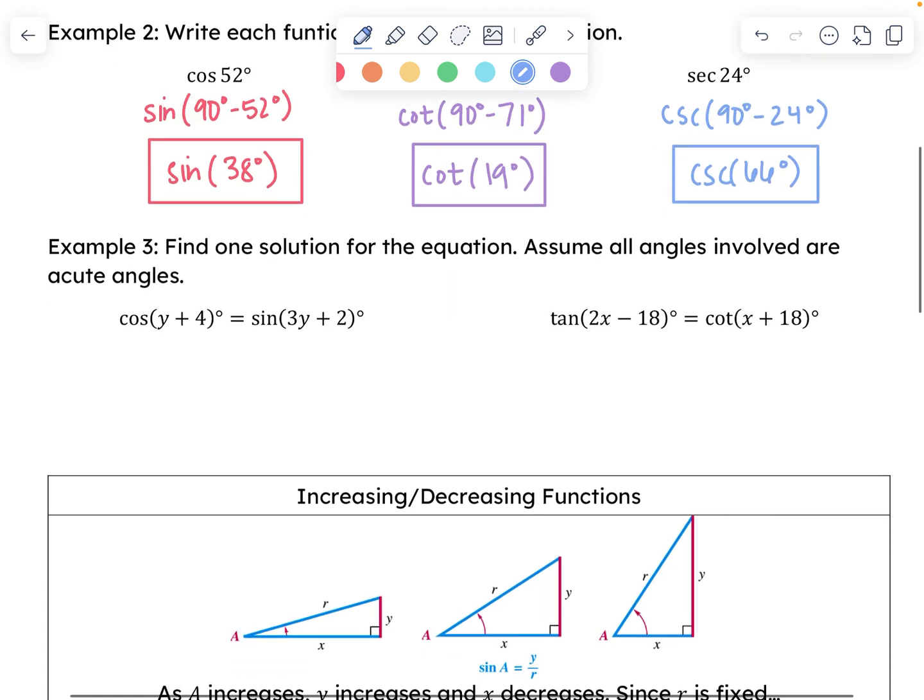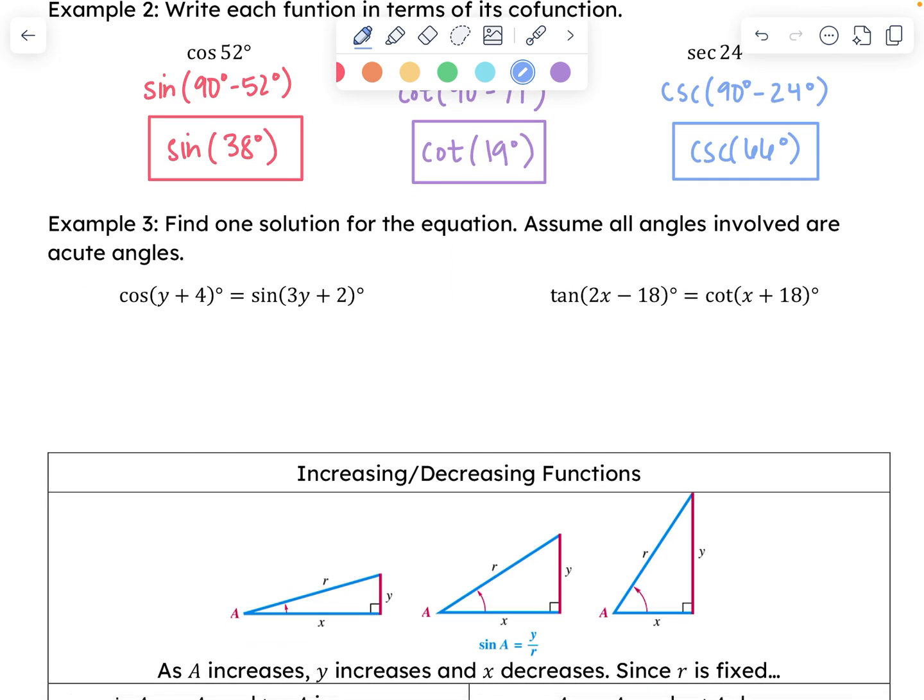So in our last set of notes, we talked about how we could use our reciprocals to help us solve equations. Now we're going to talk about how we can use our cofunctions. So if you look right here at example 3, it says find one solution for the equation. Assume all angles involved are acute angles. So if I'm looking at acute angles, that means they would be less than 90. So we could use our cofunction identity here, because if they're less than 90, we can do 90 minus whatever it is.